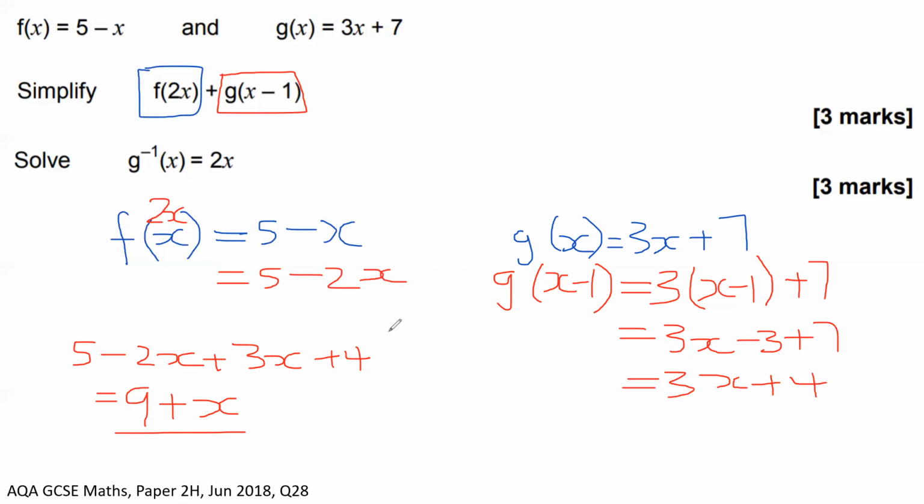Hopefully that made sense to you. I tried to do it as simply as I could. Just remember that if it says f of x or f of 2x, all you're doing is substituting: everywhere that it says x, put in 2x instead. Okay, so that's the first one. I'll leave the answer up here.